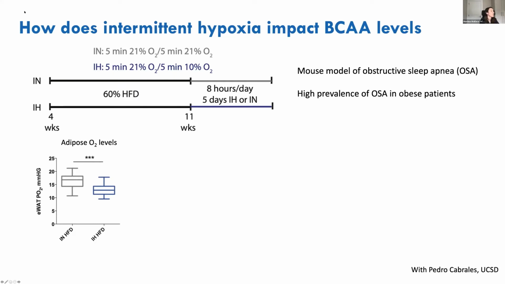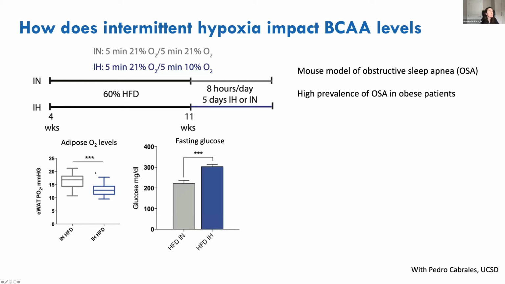So what we found was that in the adipose tissue of these mice, oxygen levels failed to recover up to control levels even after being back in normal oxygen for a number of hours. We found that the intermittent hypoxia treatment also increased their fasting glucose levels, indicating it worsened their hyperglycemia.